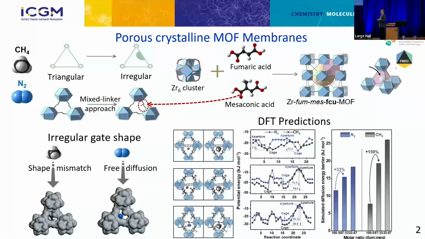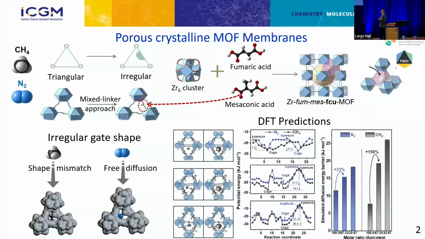It is what we call a shape mismatch for methane compared to nitrogen, because with the spherical molecule, you see clearly a mismatch of the molecule towards the triangular windows, while for nitrogen you still have a free diffusion pathway. And we have done some DFT calculations for the different configurations, first starting with a pure fumarate linker and increasing the concentration of mesaconic in the ring. You have 3 linkers in the windows, so you can increase from 1, 2, and 3.